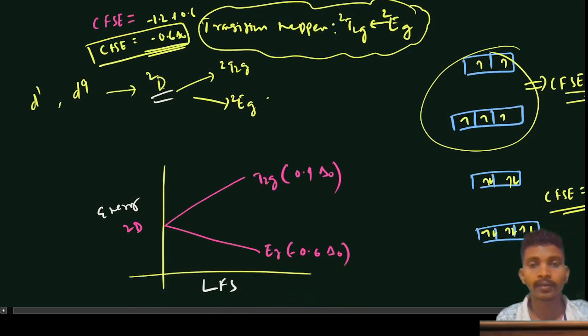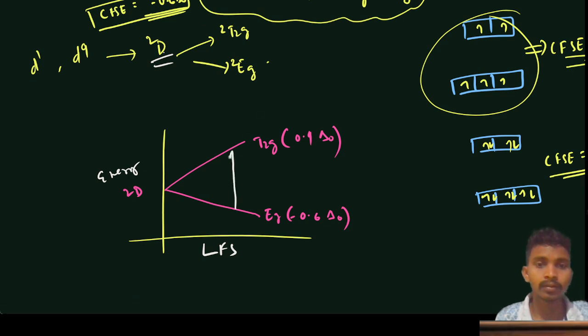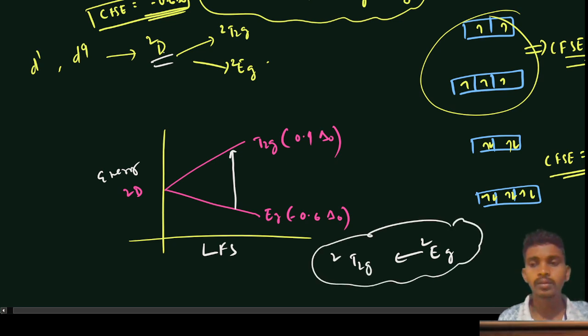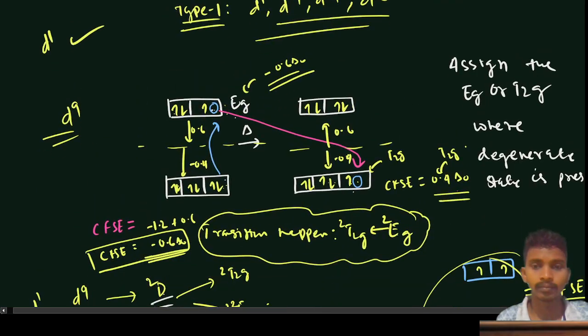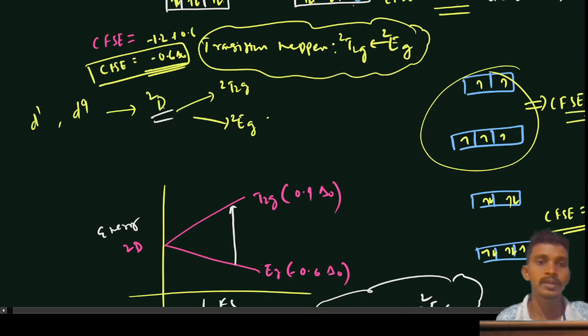Okay, so these are the values, and now the transition happens from here to here. This transition is Eg to T2g. This is the whole edge transition. Similarly, this is for D9.